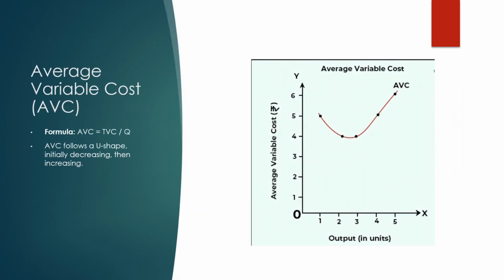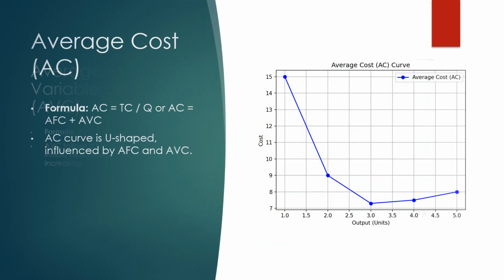Average variable cost. The formula of average variable cost is total variable cost divided by Q, quantity. Average variable cost follows a U-shape, initially decreasing then increasing. And this graph shows average variable cost. Average cost. Here is the average cost formula. Average cost is U-shaped, influenced by average fixed cost and average variable cost.